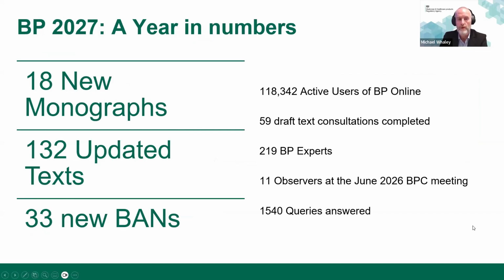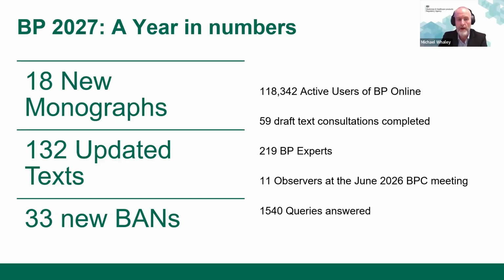So looking back at the previous year since the last annual webinar, I've pulled out a few key numbers that help show the scale of the work behind the BP 2027. The headline figures are that for the BP 2027, we have 18 new monographs, 132 updated texts, and 33 new British approved names. And sitting behind those headline numbers are some wider figures that may be of interest.